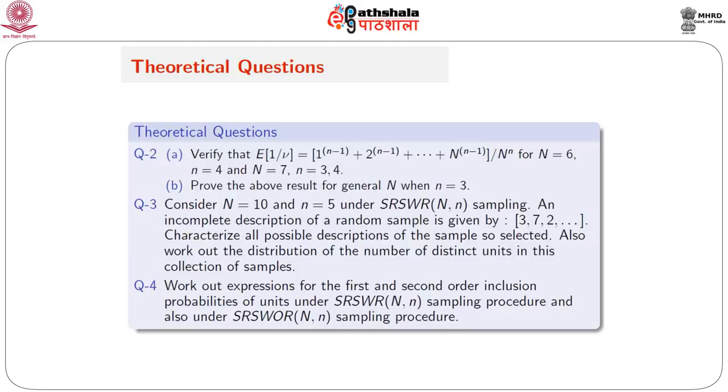And in my sample there is an incomplete description of the random sample. They are showing only the first three, 3, 7, 2, and the other two are missing. Characterize all possible descriptions of the sample so selected. So once you have 3, 7, 2, what could happen to the others? You already have nu equal to 3. It could be nu equal to 3 or nu equal to 4 or nu equal to 5. These are the only three possibilities.